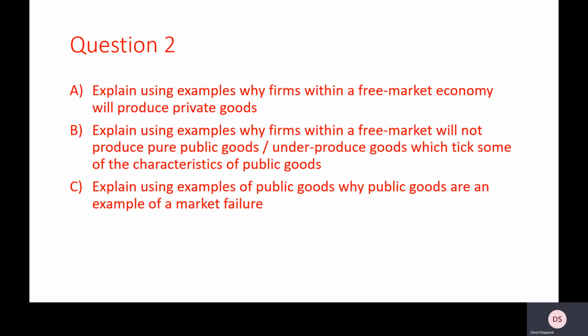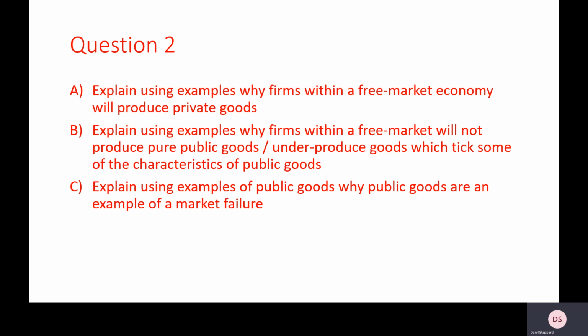Right, just to wrap up this theory video, you've got here question 2A, 2B and 2C. So 2A, explain using examples why firms within a free market economy will produce private goods. So think about the profit motive. B, explain using examples why firms within a free market will not produce pure public goods, or they will underproduce goods which tick some of the characteristics of public goods. So think about the issues of not being able to generate profit from them, the free rider problem.